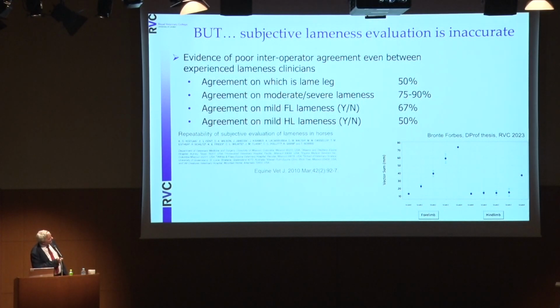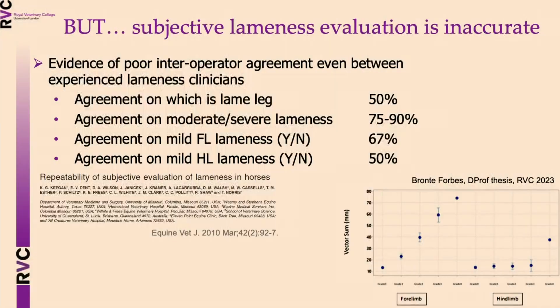With moderate and severe lameness, it's much more accurate. There was better agreement with foreleg lameness compared to hind leg lameness. And this correlates nicely with what we've seen in recent data from a PhD student that I co-supervise, which shows a nice agreement in the grade of the lameness against an objective gait analysis system.